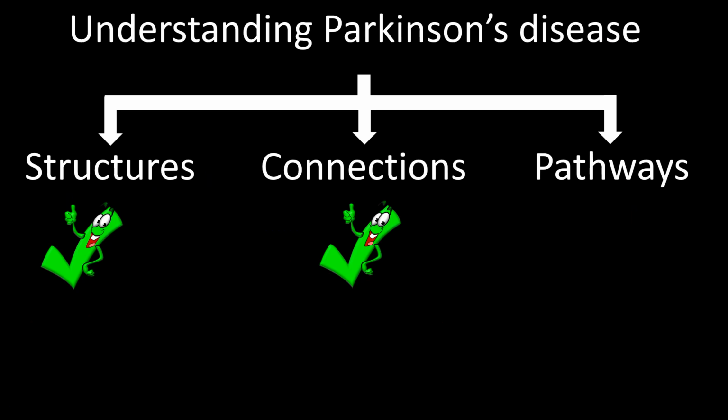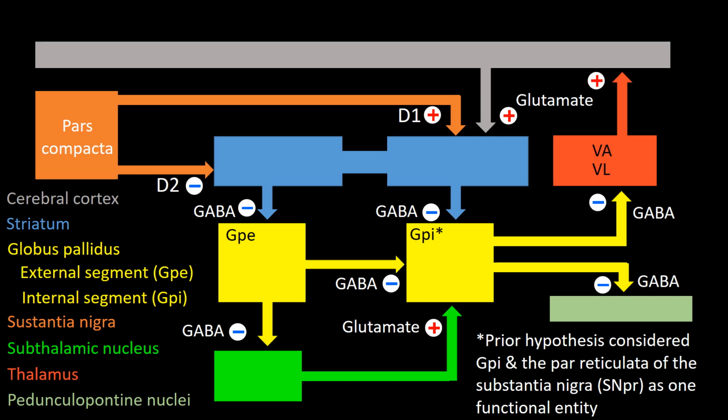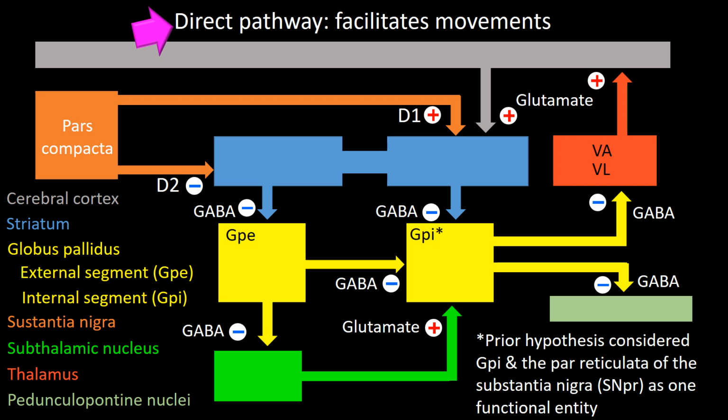We have finished talking about connections, and now we will talk about pathways. There are two pathways, the direct and indirect pathways. It is the balance between these pathways that produces smooth movements. Let's first talk about the direct pathway. This is the basic figure we built. In it, I will indicate and trace the direct pathway. The direct pathway facilitates movements.